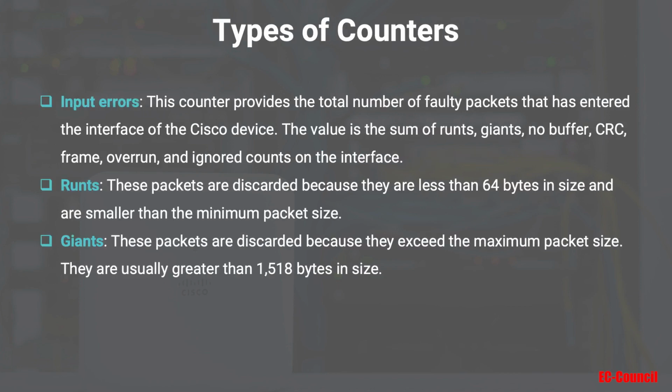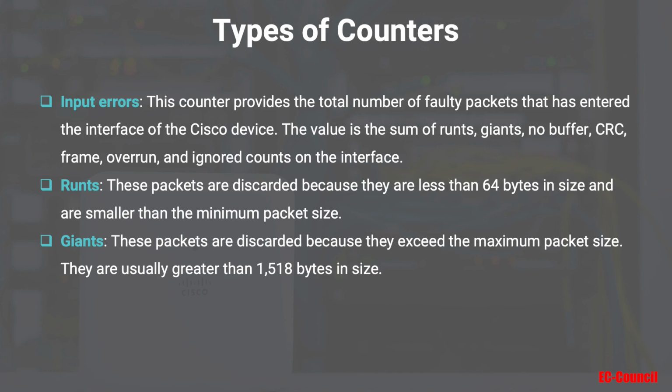Under an interface, whether it's a Cisco router or a Cisco switch, there are what we call input errors. This counter provides the total number of faulty packets that have entered the interface of the Cisco device. The value is the sum of runts, giants, no buffers, CRC, frame, overrun, and ignored counts on the interface.